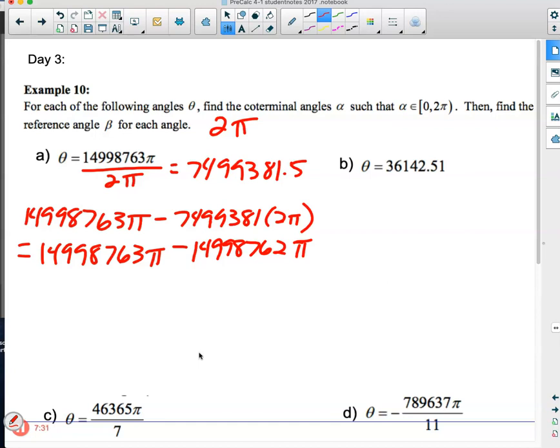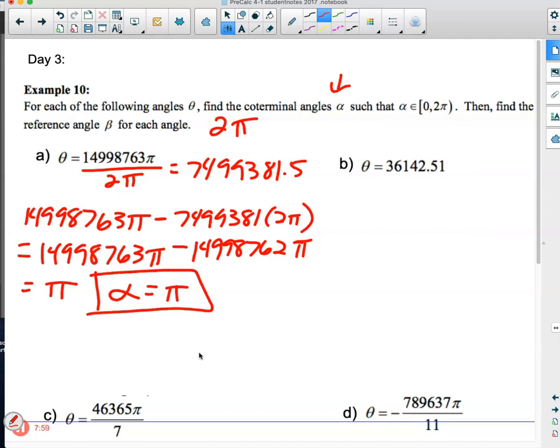And we notice, oh, they're off by 1 pi. This is a 3, this is a 2, the rest of the digits are the same. So what we just found was that terminal ray is going to land at pi. And they asked us to call those coterminal angles alpha. So alpha is pi.